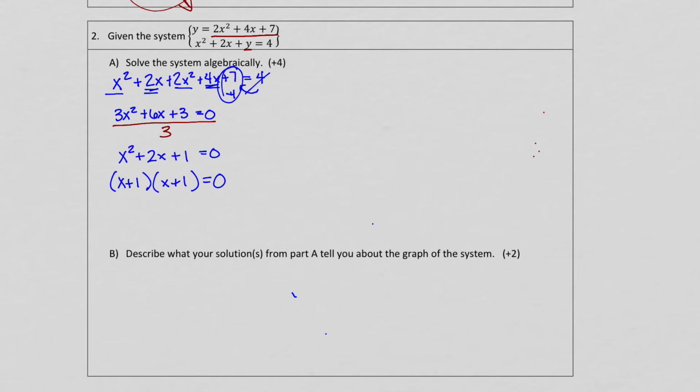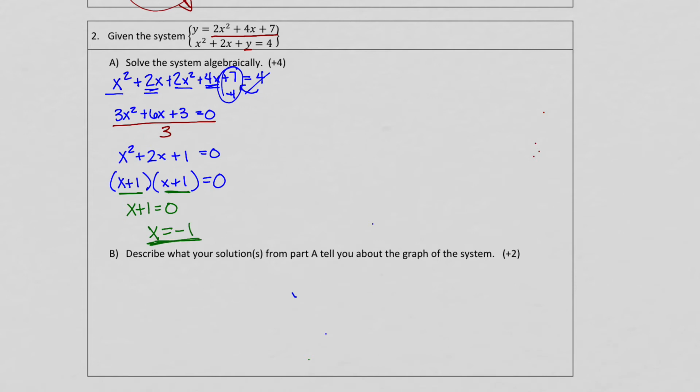But since they're the same, I can just say, okay, I'm going to say x plus 1 now equals 0, because remember, you set each part equal to 0 to get our answers because of that zero product property. If two things multiplied together to equal 0, one or both have to be 0. In this case, they both happen to be the same thing. I solve for x, and I'm going to get x as negative 1. But we need the rest.